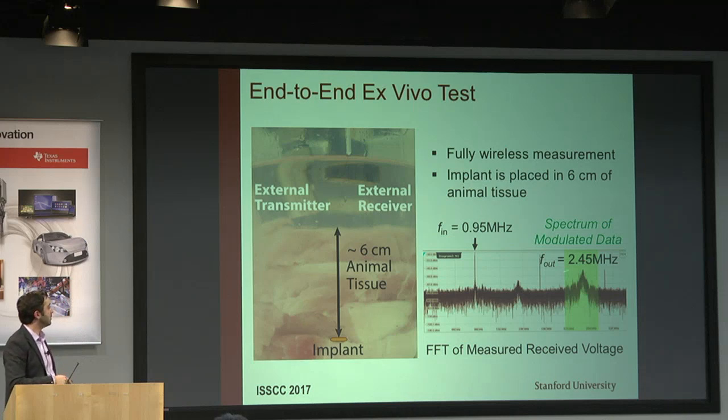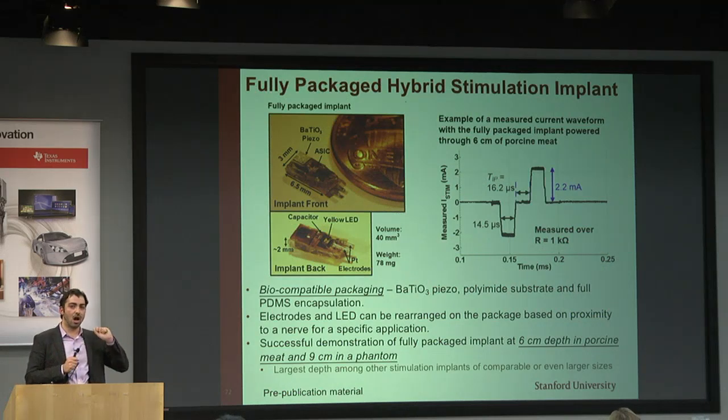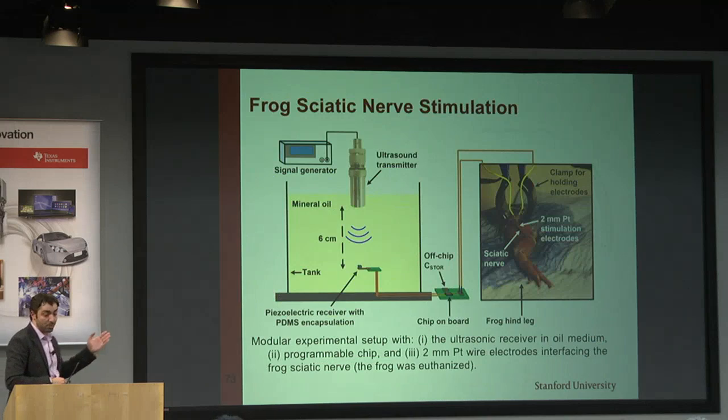The next implant is a two-mode hybrid implant that does optical stimulation and electrical stimulation. Here we're showing the stimulation pattern. This is fully biocompatible, with barium titanate, and we have 6 centimeters in porcine tissue and 9 centimeters in a tissue phantom. One of the things we wanted to do is see if these stimulation patterns actually work on in vivo samples.